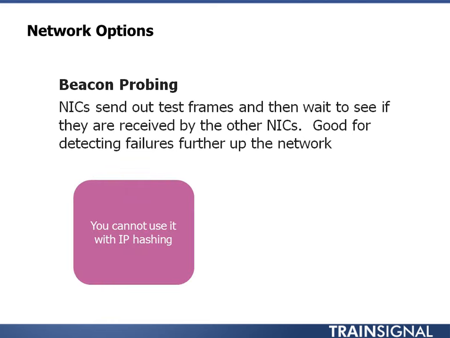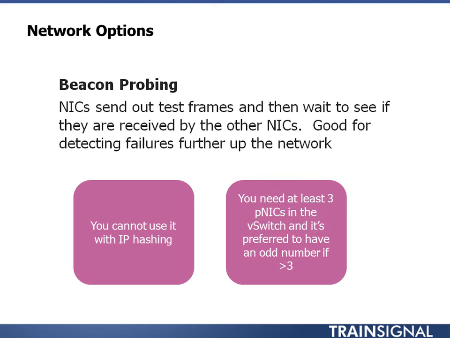A couple of constraints or limits on this. You cannot use it with the IP hashing mechanism for load balancing. We'll talk about that, but basically you cannot do that. There are reasons for this, but it has to do with how the hashing works and the fact that we're not sure which NICs we're going to send or receive back in. And you need at least 3 PNICs. PNICs are physical NICs, so you need at least 3. And it's preferred to have an odd number if greater than 3.